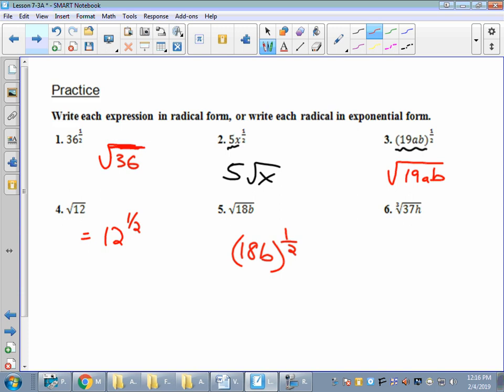And finally, over here, number 3, we've got a cubed root. Be careful there, it's a cubed root. So we've got a 3rd root of 37h. So 37h is going to go in parentheses, and now instead of the 1/2 power, it's going to be the 1/3 power because it's a cubed root right here and not a square root. Okay, so that's pretty simple stuff there.